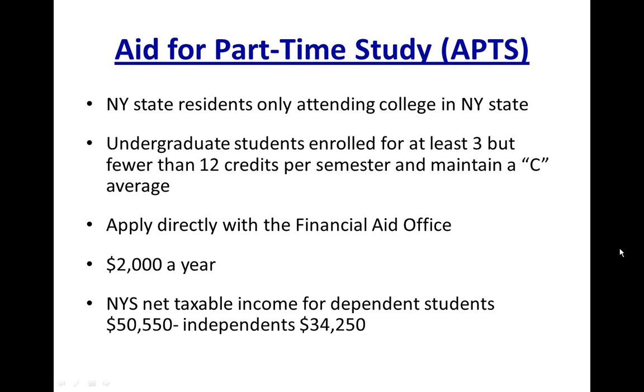The Aid for Part-Time Study program is awarded to New York State residents only attending college located in New York State, undergraduate students enrolled for at least 3 credits but fewer than 12 credits per semester and must maintain a C average. The students must apply directly with the Financial Aid Office for this program. The maximum award is $2,000 a year. And the New York State net taxable income for dependent students is up to $50,550. For independent students, it's $34,250.